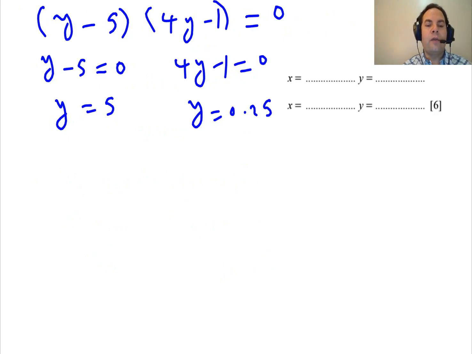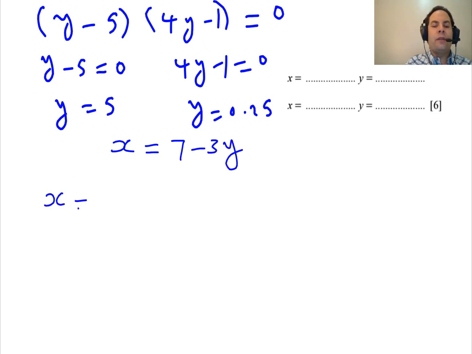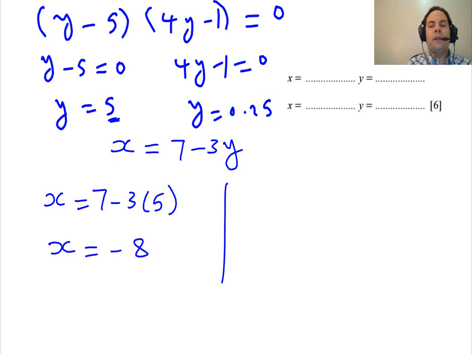After getting the values of y, you can find the values of x by using the first equation, which is x is equal to 7 minus 3y. So x, the first one, corresponding to 5: replace y with 5, 7 minus 3 times 5, so the answer is equal to -8. Use the second value: x is equal to 7 minus 3 times 0.25, so the value of x is 6.25.